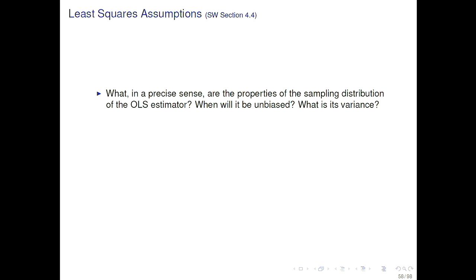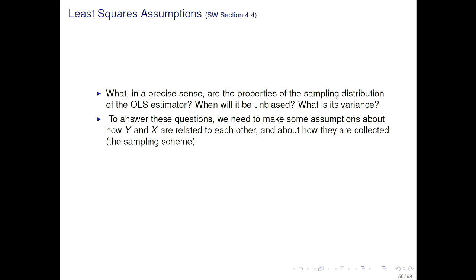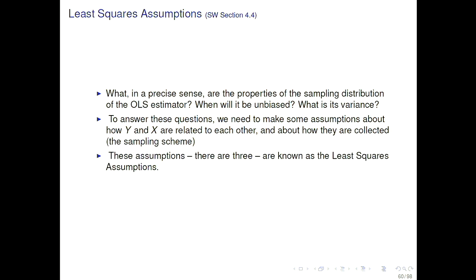But that assumption by itself doesn't allow us to say whether our estimators are good or bad. More specifically, we cannot even say whether our OLS estimator is unbiased or efficient. So in order to study the statistical properties of the OLS estimator, we need to make some additional assumptions. For now, I'm going to introduce 3 additional assumptions, and we're going to call them least square assumptions.